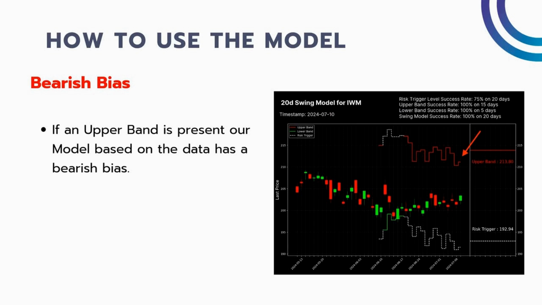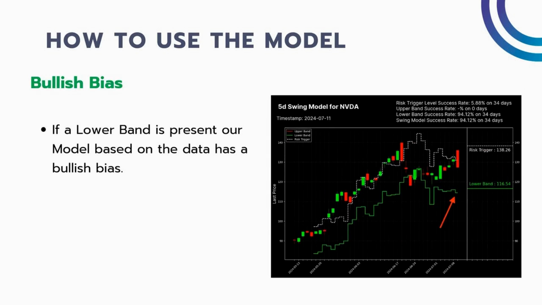This brings us to our directional bias. So if an upper band is present, our model based on the data has a bearish bias. That doesn't mean that the price is going to drop, but there is a bearish bias and there could be a bearish trend. If the lower band is present, then our model based on the data has a bullish bias.